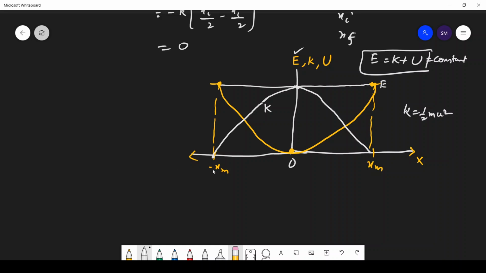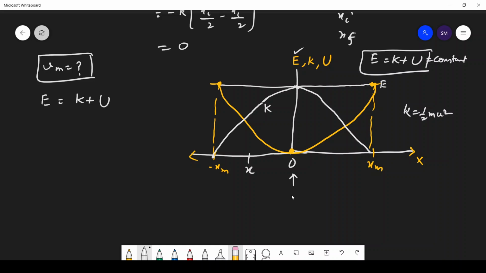Now at any particular point, let this be x. Okay. Let us write this equation, E is equal to K plus U. What is my target? I want to find the maximum velocity. See, this is what I need. What is the maximum velocity? Means, maximum velocity will obviously be here, at this point you have the maximum velocity.